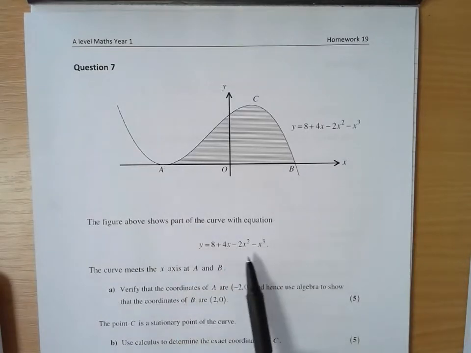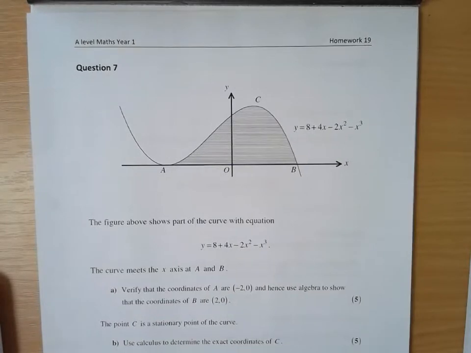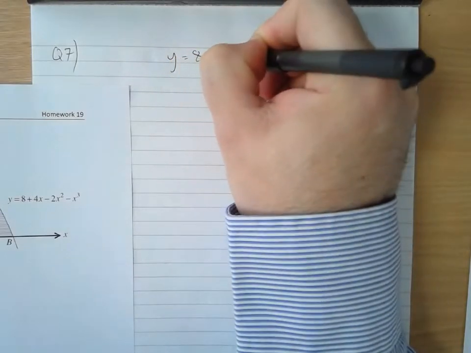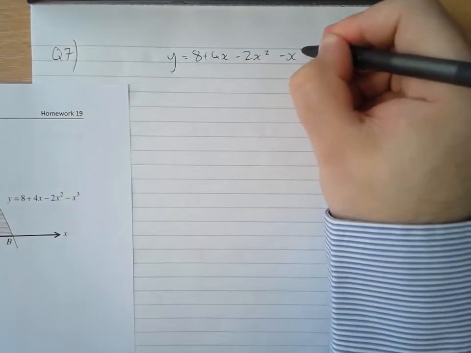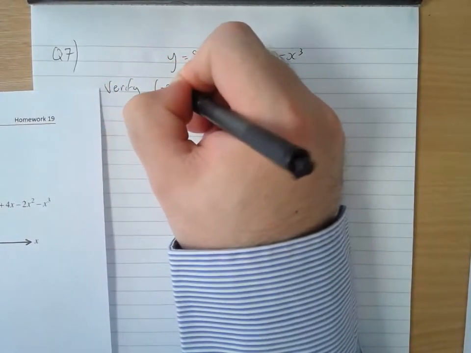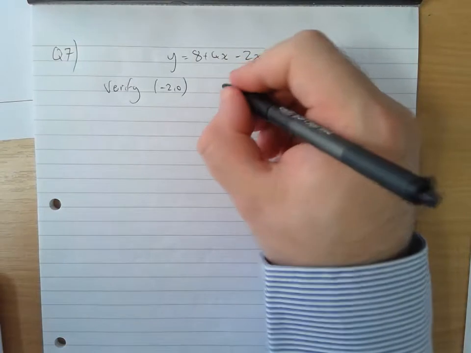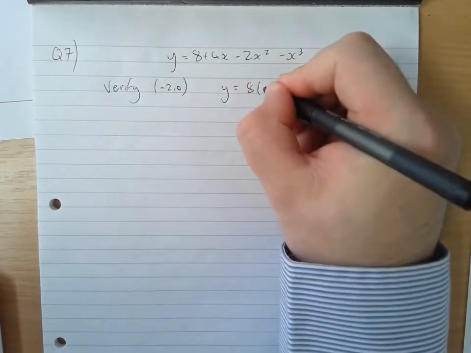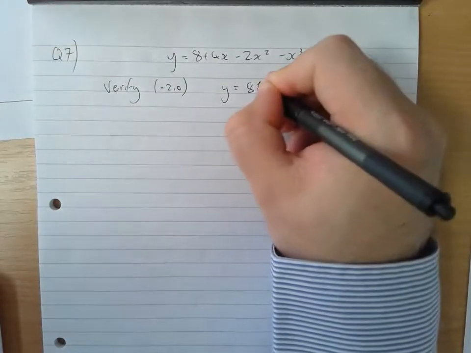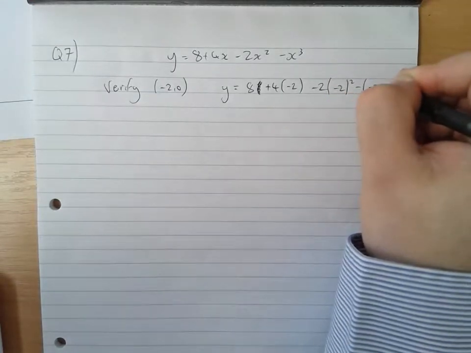All we're going to do for the first bit is sub in minus 2 into here and show we get 0. So we've got y equals 8 plus 4x minus 2x squared minus x cubed. Verify minus 2, 0. So if we've got to verify minus 2, 0, we're just going to sub in minus 2. So we get y equals 8 plus 4 lots of minus 2 minus 2 times minus 2 squared minus minus 2 cubed.